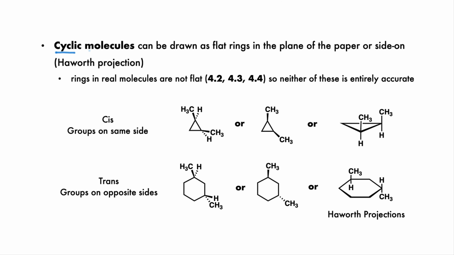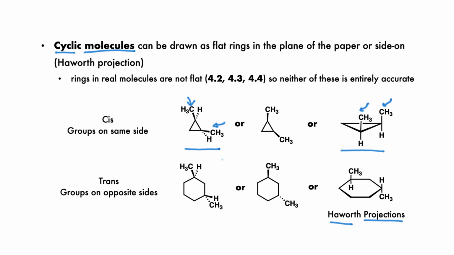Cyclic molecules can be drawn in several different ways to convey 3-dimensional information. We can draw the ring carbons in the plane of the paper and have substituents coming forward or back. We can also draw the ring using a Haworth projection. The flat ring is drawn side on and the substituents point up or down.